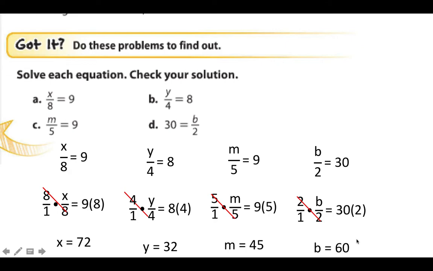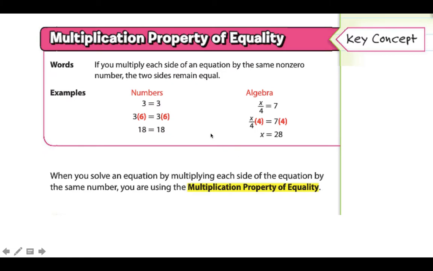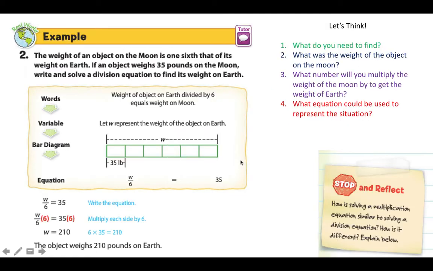So the process, again, multiplying both sides by the divisor gets the variable by itself and the solution to the variable. When we multiply on both sides of the equal sign, we are using the multiplication property of equality. That means what you do to one side, you gotta do to the other, and in this particular case, multiplying. If you multiply on one side, you gotta multiply on the other.